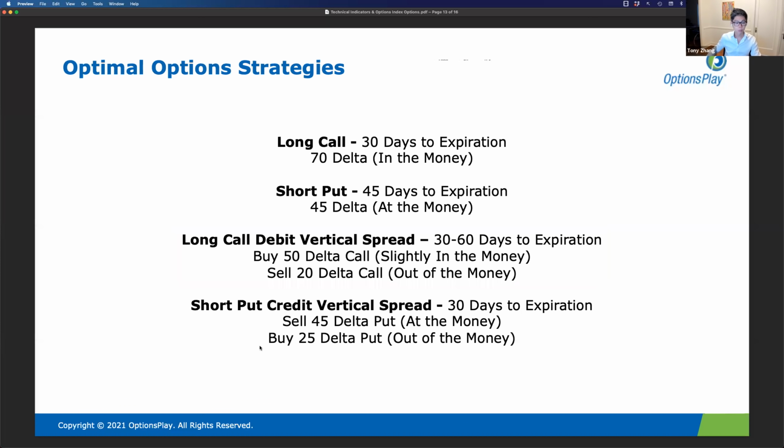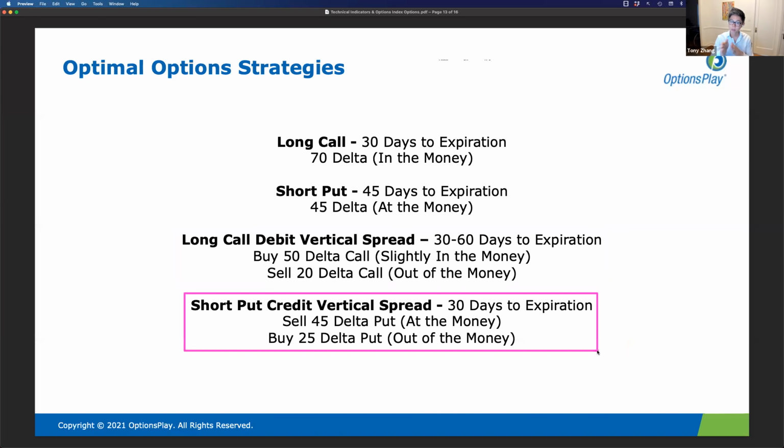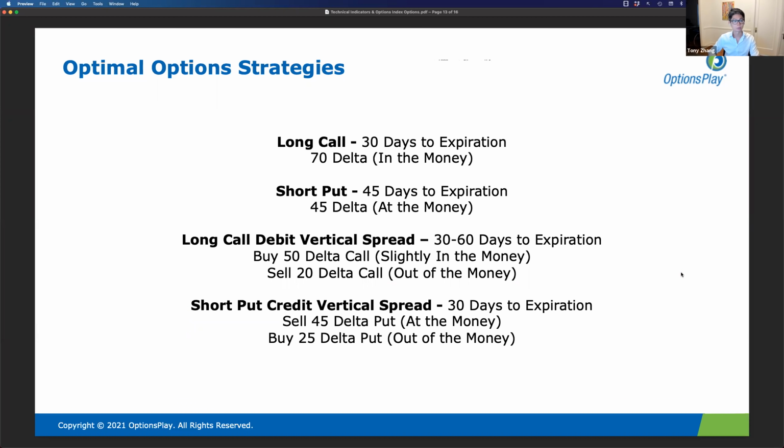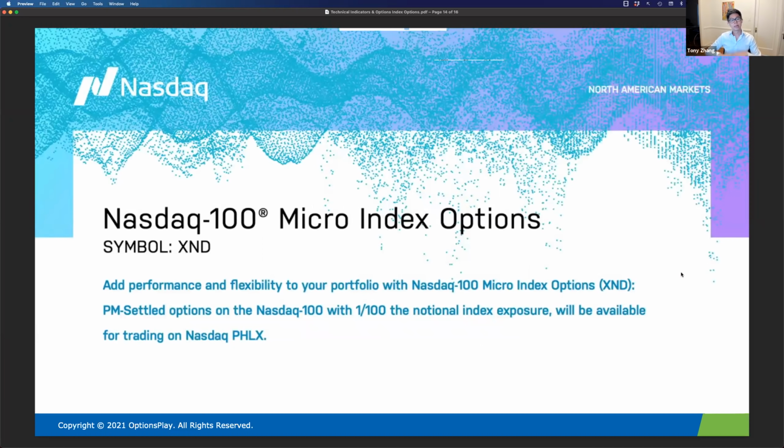And then when you're selling a credit spread, the optimal expiration for indices was 30 days to expiration, selling the 45 delta, which is the first out of the money put, and then buying a 25 delta put against it to offset your risk and cap the risk that you're taking on these types of trades. So that covers what I wanted to share with you here today.